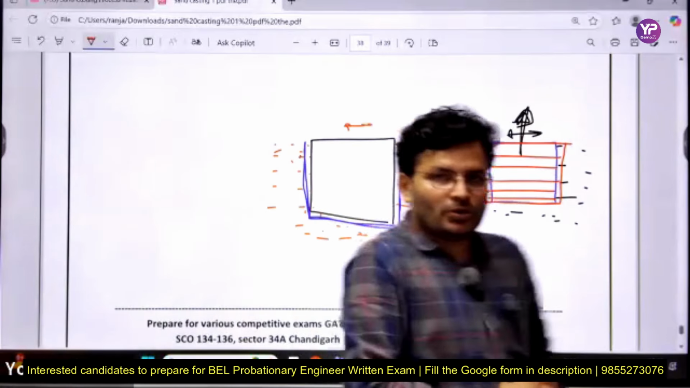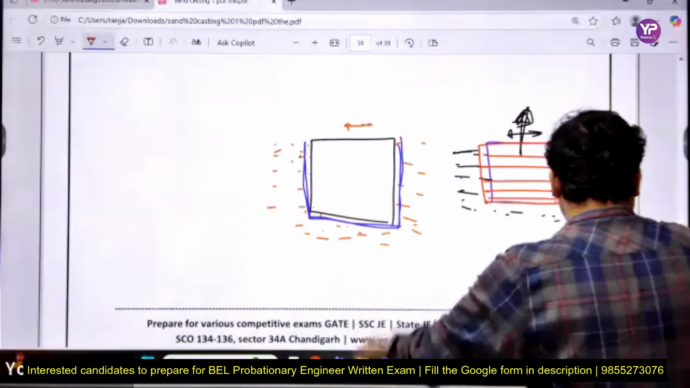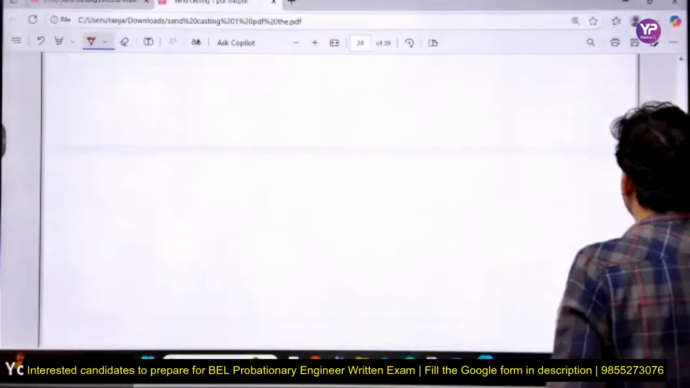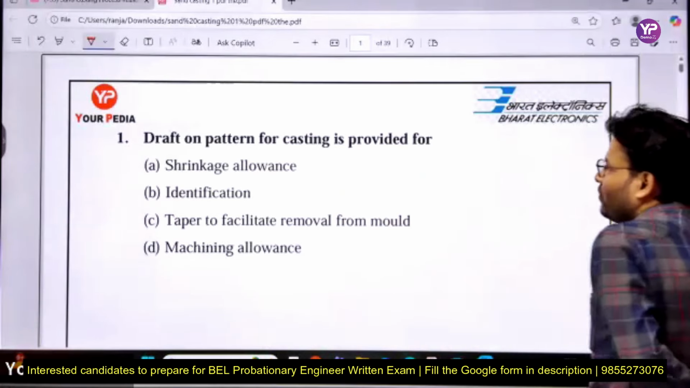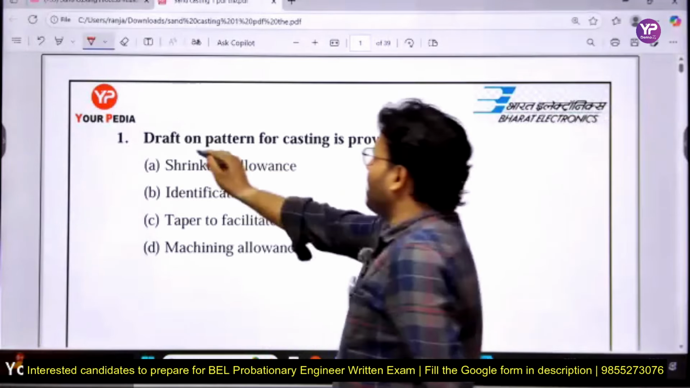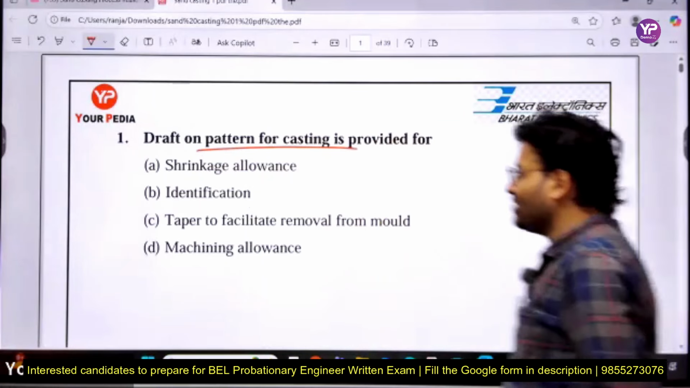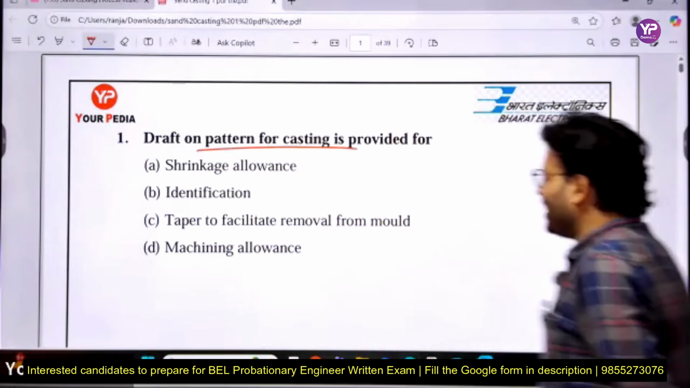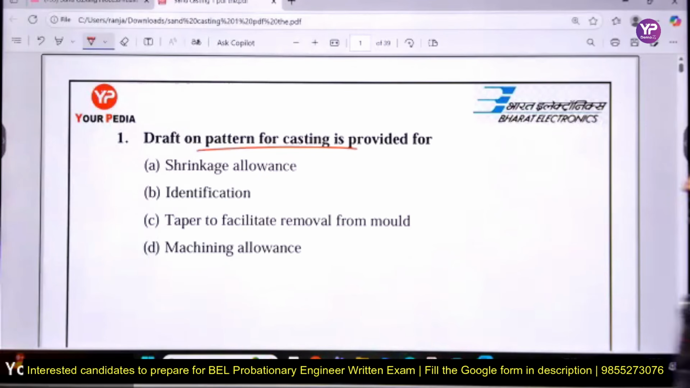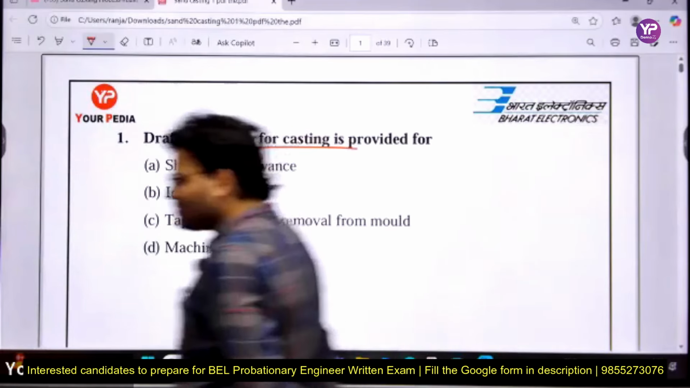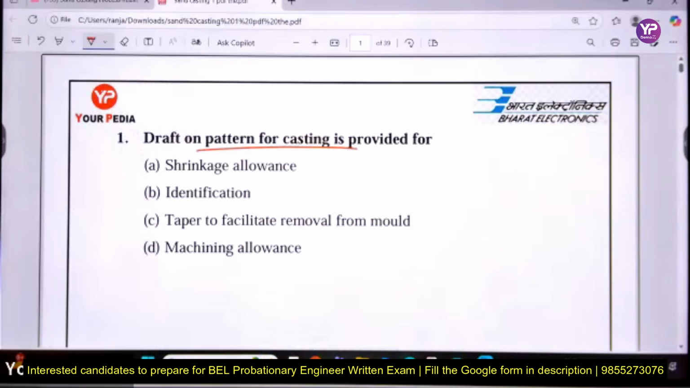So we'll discuss one more thing, in the question I was discussing. First question on the screen: draft on the pattern of the casting is provided for shrinkage allowance, identification, taper to facilitate removal from the mold, or machining allowance. Tell me fast, everyone.